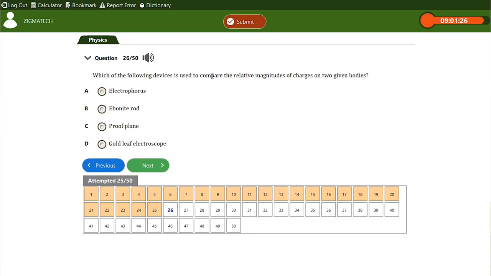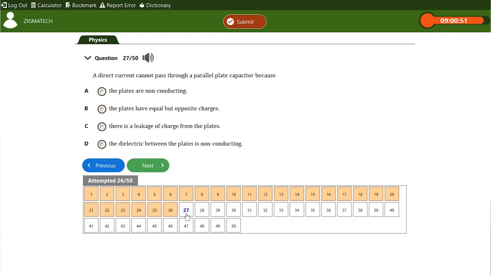Which of the following devices is used to compare the relative magnitude of charges on two given bodies? When we talk about comparing, a gold leaf electroscope is used, whereby the repelling and divergence compares the charges. When we talk about comparison or relative, then I think the electrophorus is not, the electrophorus is rubbing. No, the right option is D, gold leaf electroscope.